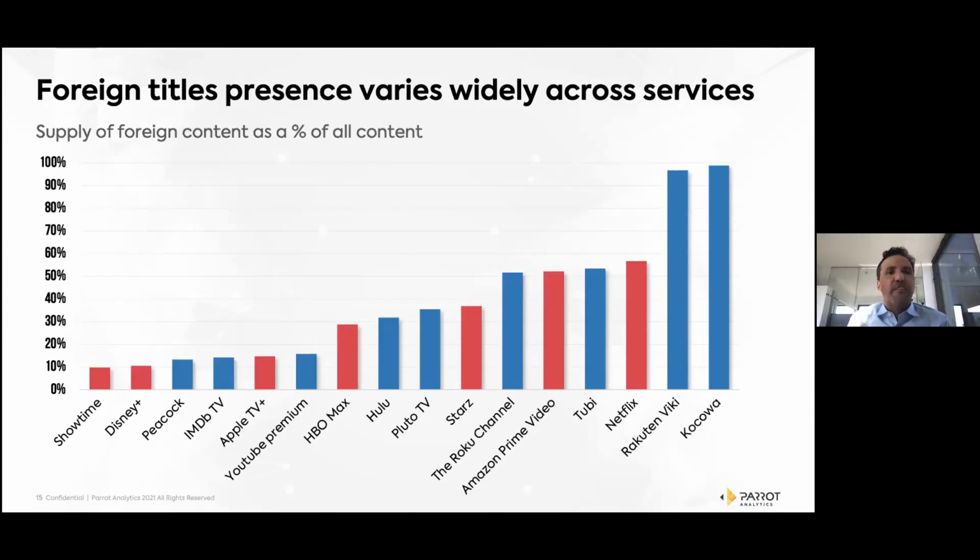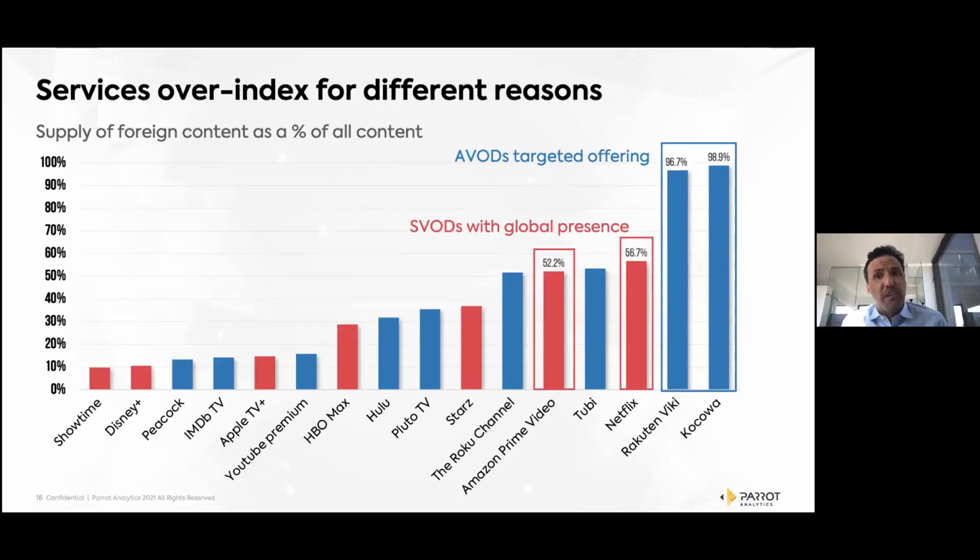So just looking at their catalogs and the percentage of foreign content that they have, again, the blue ones are what we categorize as AVODs, and the red ones are the SVODs. But you see a wide distribution, right? In certain cases for the AVODs, you have Rakuten Viki, for example, where obviously that's their value proposition, right? They provide Korean content to US audiences. So that's reflected in there.